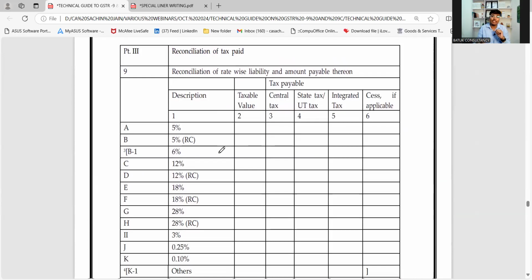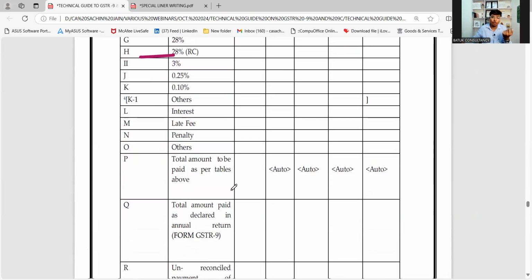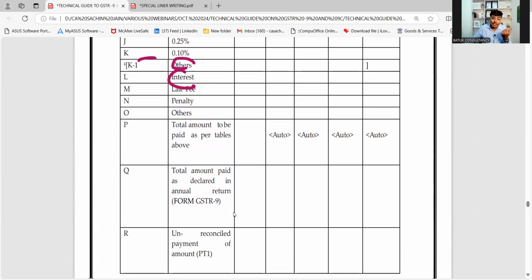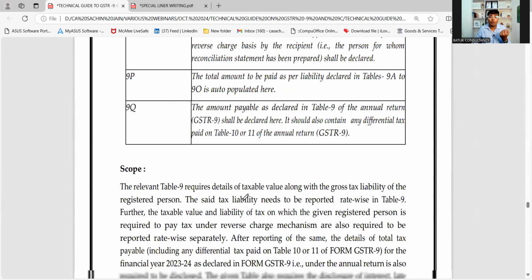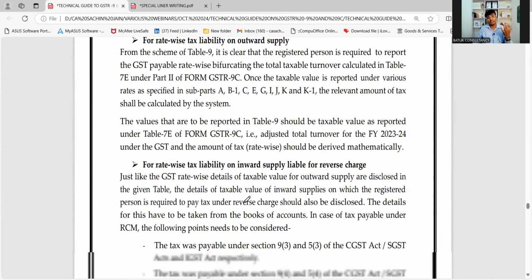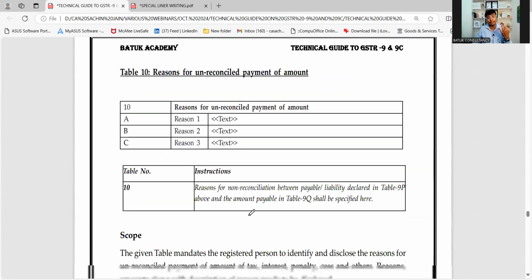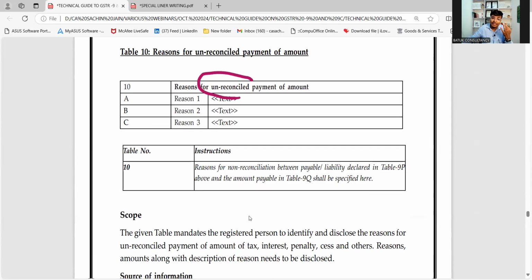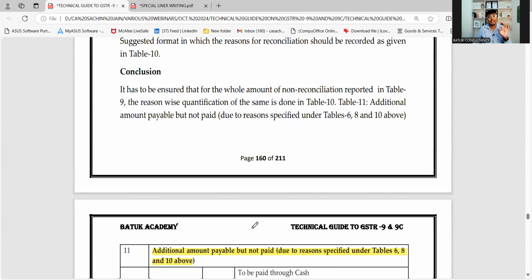So this is the table for rate-wise 5%, 12%, 18%, 28%, 3% in case of jewelry, gold items, 0.25, 0.10, others, late fees, and then after the same is compared from GSTR-9, and if there is any difference, in such a situation, you need to provide the reasons for the differences. That is the thing we need to do in this particular tax liability table. For the unreconciled payment, you need to put reason number 1, reason number 2, reason number 3. That is the thing we need to do in this specific table.